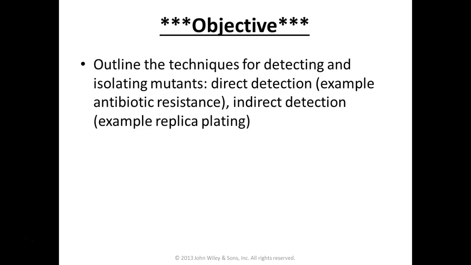So, of course, when we're studying mutants, we want to be able to isolate and detect them to be able to study them. The easiest isolation methods are direct methods, where you can directly select for just the mutant. So ones that are resistant to an antibiotic, that's really easy to select for, because the ones that aren't resistant, what could we do to them?